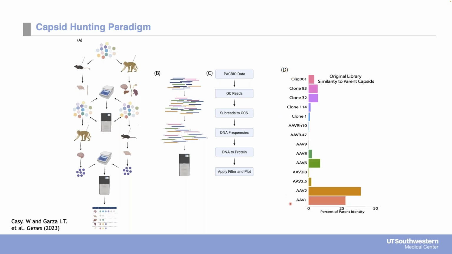And so this is a representative example of the starting input library that we injected into the animals, where we first started with analyzing the composition going in. What we've done here is compare what percentage each individual parent library was similar to the variants in the original input. And so we can start to identify what sequences or what parents seem to be overrepresented going into the animals.